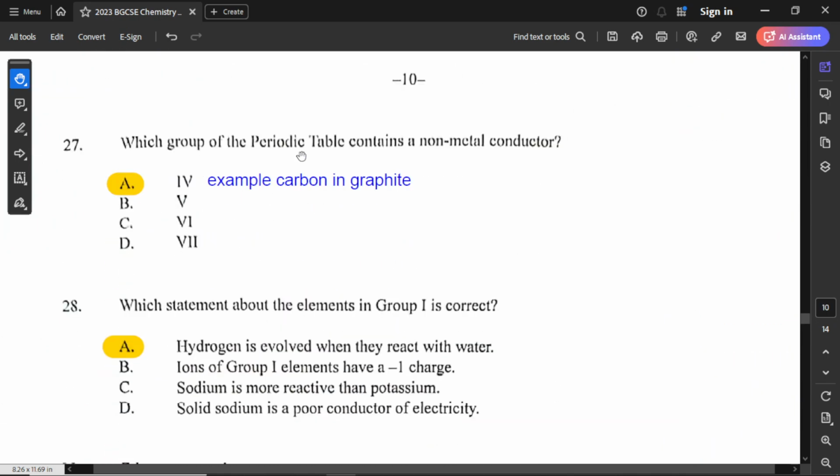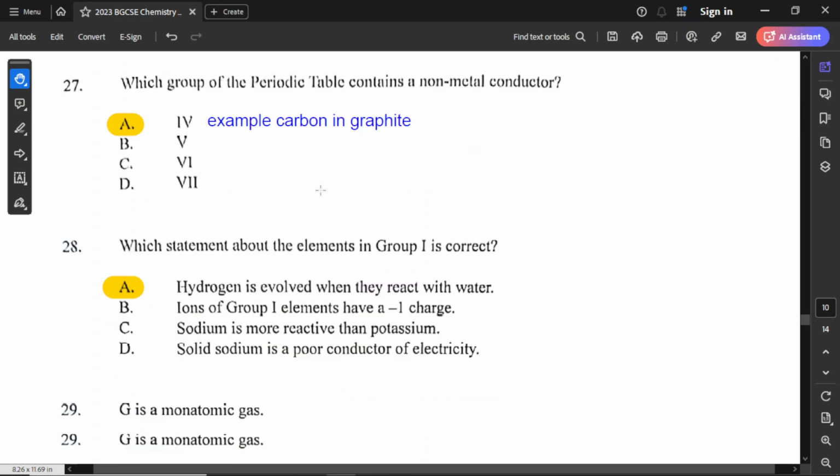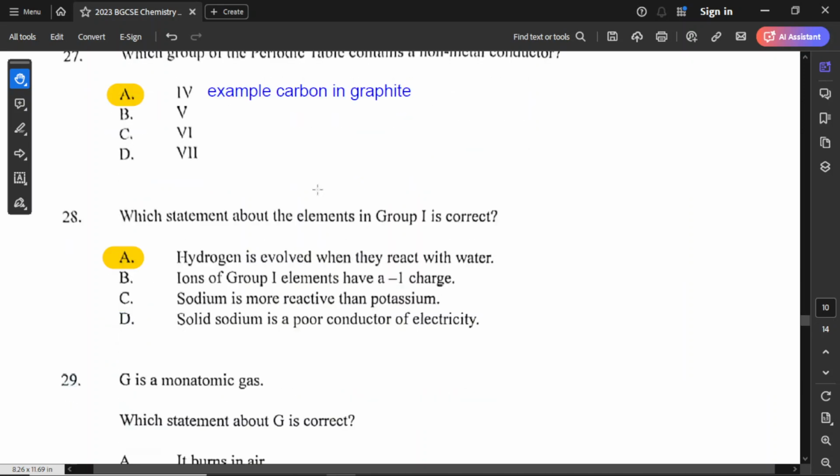Which group of the periodic table contains a non-metal conductor? Right off the bat, you know this is definitely group 4, which is carbon. We're talking about carbon in the form of graphite, to be specific, because carbon can exist as diamond as well. Graphite is a conductor. It is used as an electrode, so think about electrolysis. It's used in batteries as well.